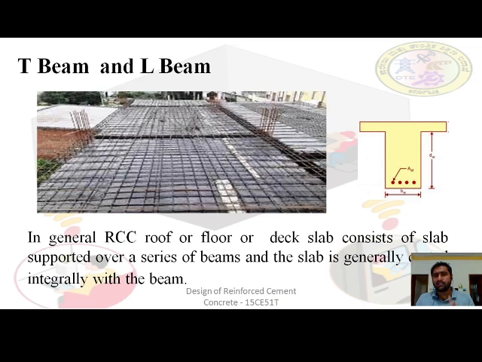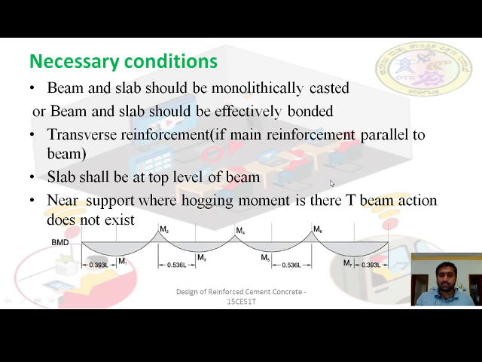This is actually in the IS code also. You can look at the IS code. So you can see in the next slide this one. So three conditions: that beam and slab should be monolithically casted, beam and slab should be effectively bonded, transverse reinforcement should be provided if the main reinforcement is parallel to the beam, and the slab should be at the top level of the beam. And the fourth condition is near the support where hogging moment is there, T-beam action does not exist.